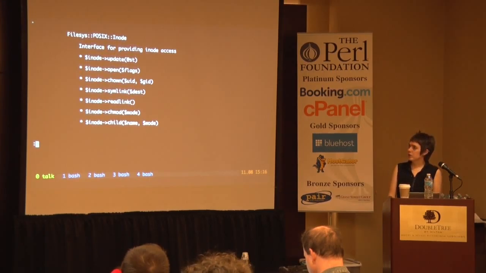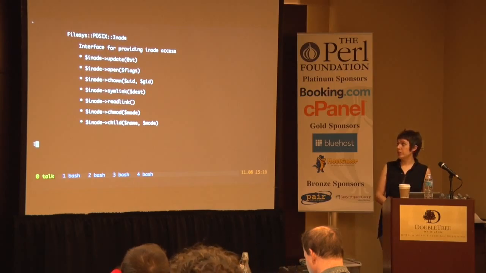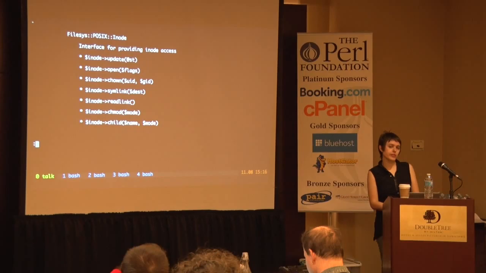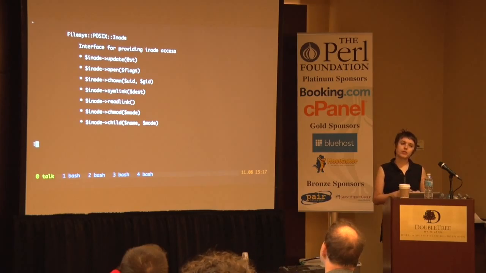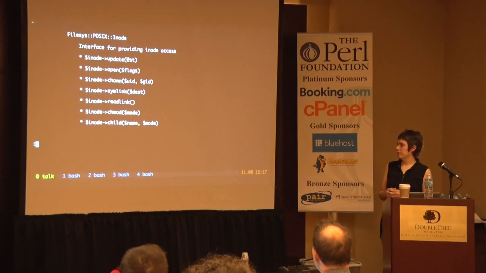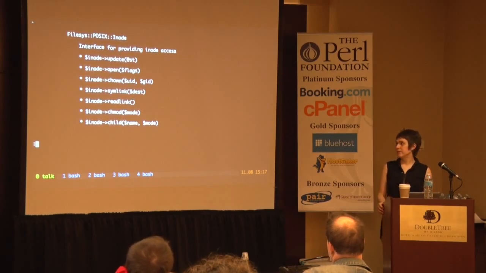You need to have a method to open an inode and interpret flags as appropriate in case you want to make any modifications. You need to implement chown, symlink, readlink, chmod, and child. Child is actually where Filesys POSIX and POSIX BFSs and actual kernels differ. Because inode child is how you create a child node of a directory. So you create a new inode with a given name, with a given mode, and that's that.